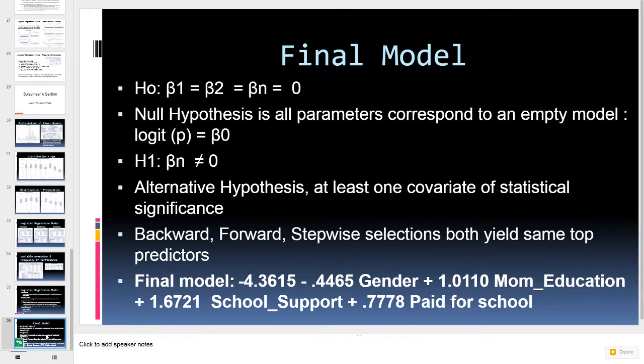My final model was a little different in terms of the variables I used. Being that I did use those three model selections, it was still a little bit different in terms of what the model ultimately displayed. We see the gender, the education for the mother, the support of the school, and being paid for the school were the factors that were the most significant for the data. And then that depiction shows below.